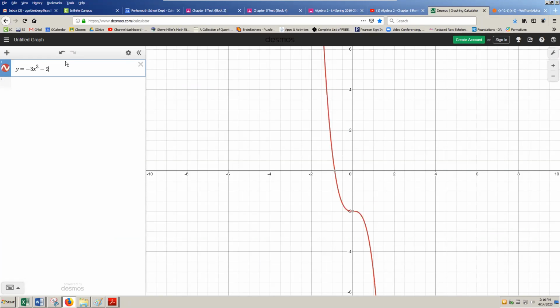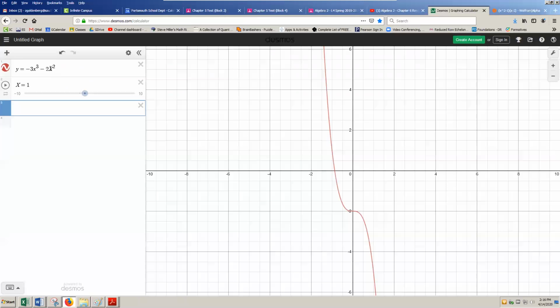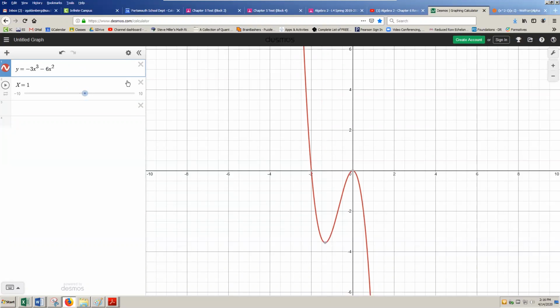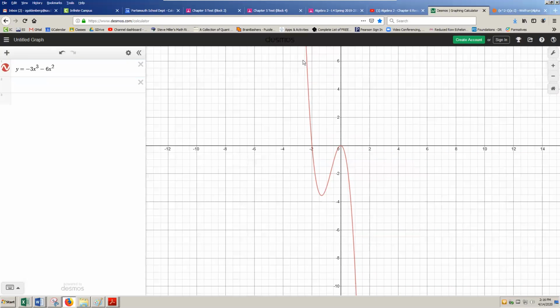It's -2x squared, is that right? -3x to the third minus 6x squared. Close. So I'm going to zoom out just a little bit so you can see this thing. So we see it's going up to positive infinity as we go to the left. We see it's going down to negative infinity as we go to the right. I have a 0 here at -2, 0. I have a 0 here at 0, 0. And I see I pass through and then I bounce. That's all I'm looking for.